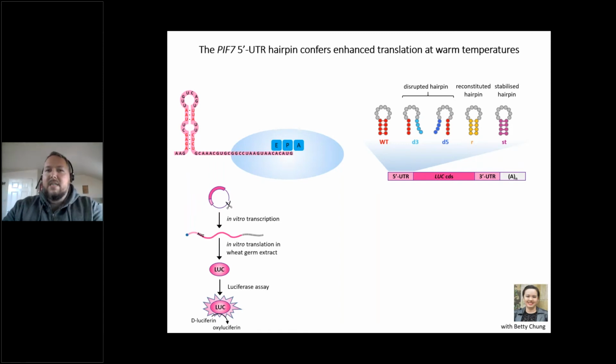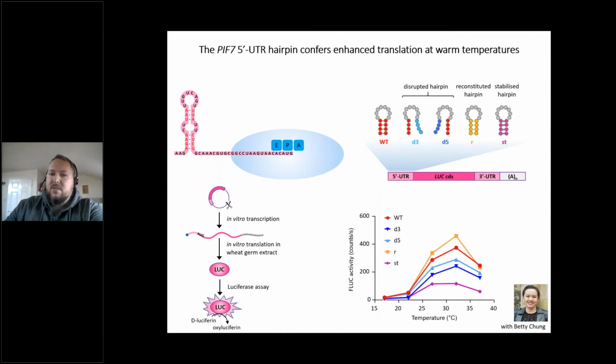And our idea was that, okay, maybe this hairpin functions similar to the bacterial or prokaryotic RNA thermometers. And by saying that, I mean that it will restrict translation at low temperatures. And if you break the hairpin, then you get high translation all the time at all temperatures. However, that was not what we saw.